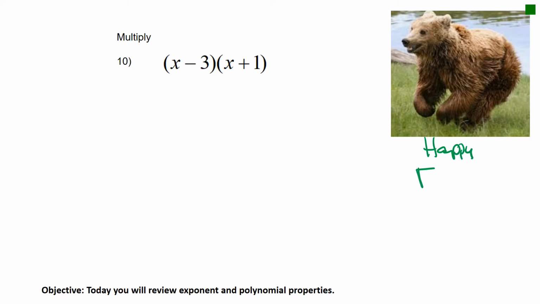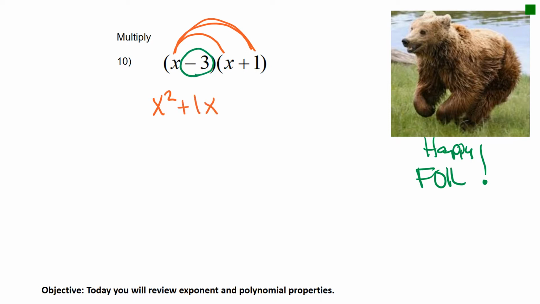Let's go ahead and FOIL. All right. We are going to double distribute. We're going to take this x times each of the terms in the next polynomial. So we take x times x, which is x squared. We take x times 1, which is a positive 1x. Now we're going to take this negative 3, don't lose that negative, times each term in the next polynomial. So negative 3 times x is negative 3x. Negative 3 times 1 is negative 3.